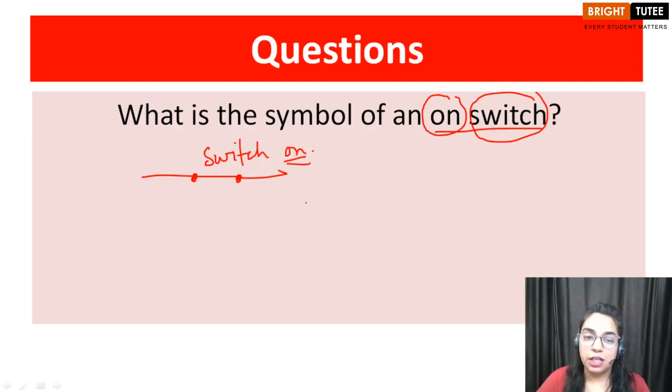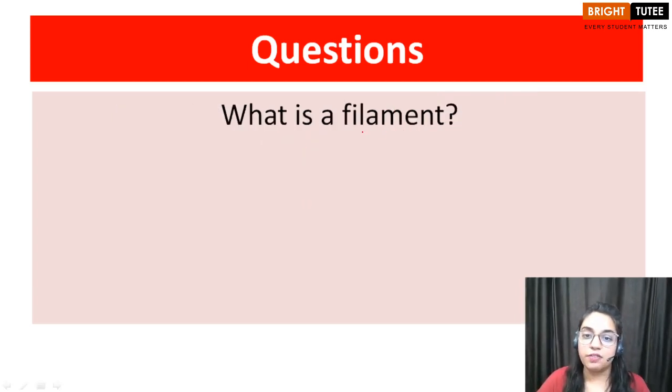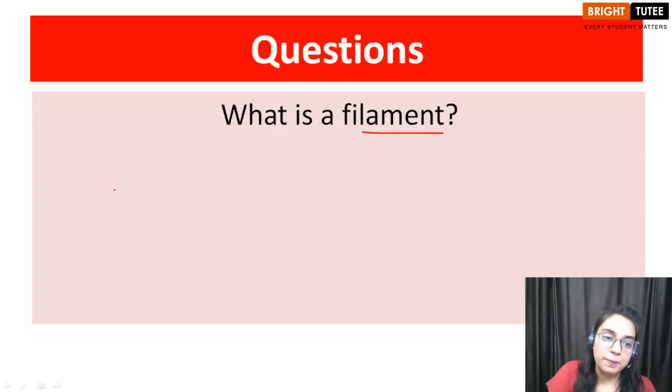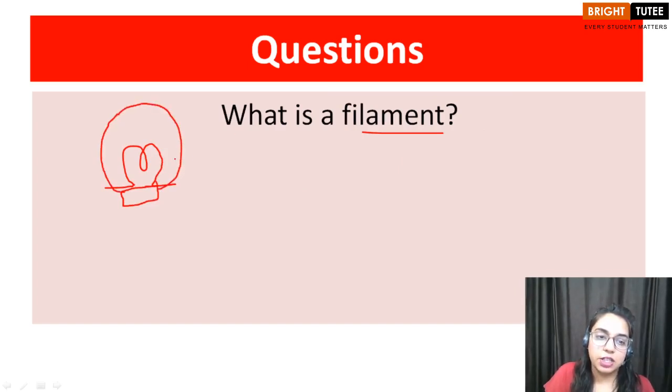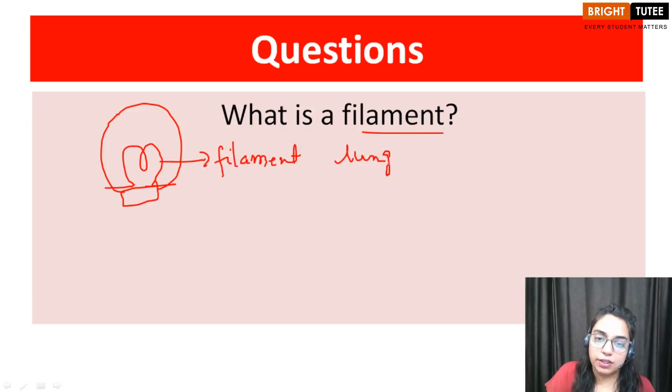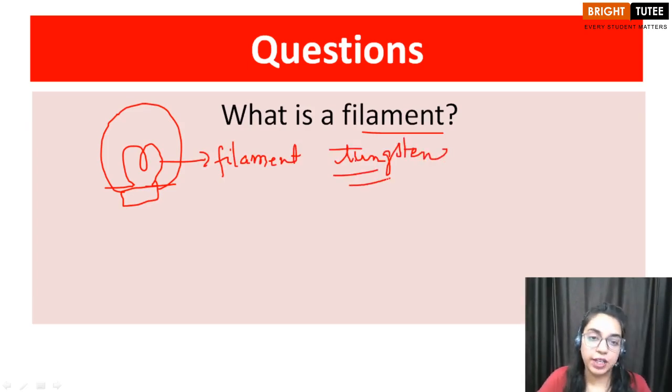Okay children, let's move to the next question. What is a filament? So filament, children, is the thin wire in the center of the bulb. You might have observed a thin wire in the center of the bulb, and this thin wire is known as a filament. Okay, and it is made up of a metal which is tungsten. Okay children, so this is the filament.